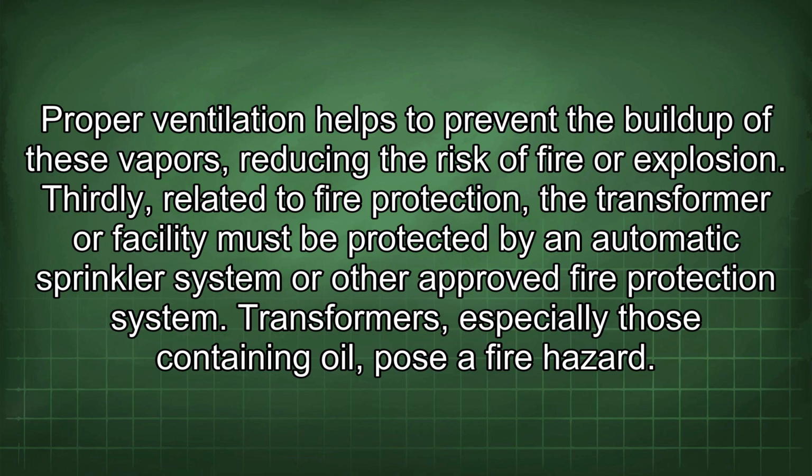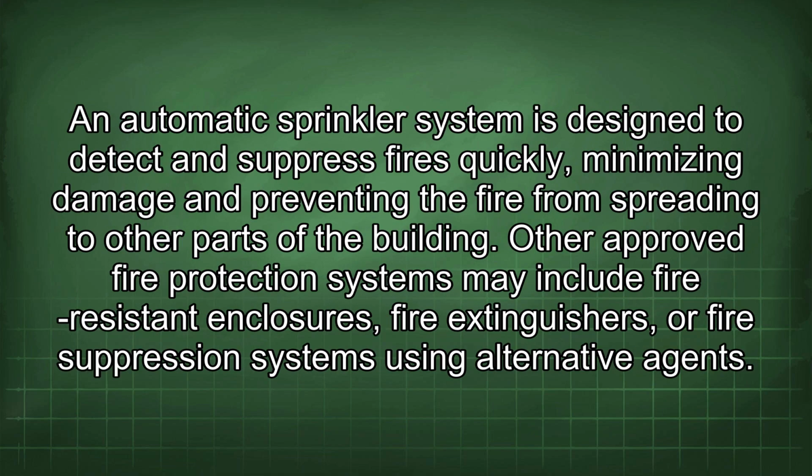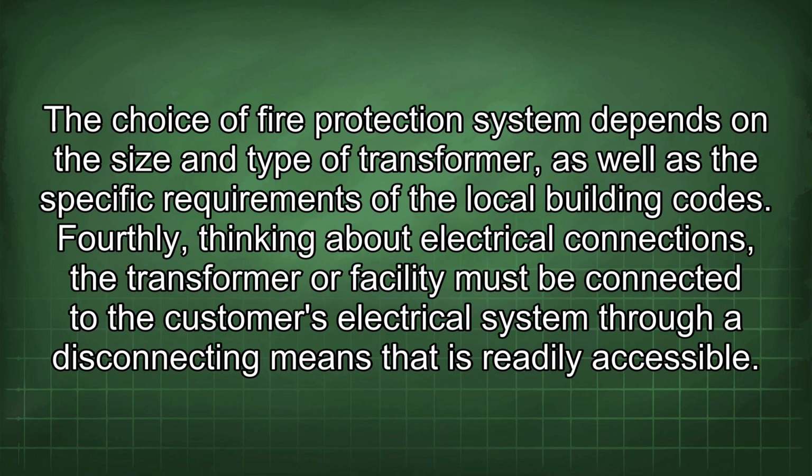Thirdly, related to fire protection, the transformer or facility must be protected by an automatic sprinkler system or other approved fire protection system. Transformers, especially those containing oil, pose a fire hazard. An automatic sprinkler system is designed to detect and suppress fires quickly, minimizing damage and preventing the fire from spreading to other parts of the building. Other approved fire protection systems may include fire-resistant enclosures, fire extinguishers, or fire suppression systems using alternative agents. The choice of fire protection system depends on the size and type of transformer, as well as the specific requirements of the local building codes.